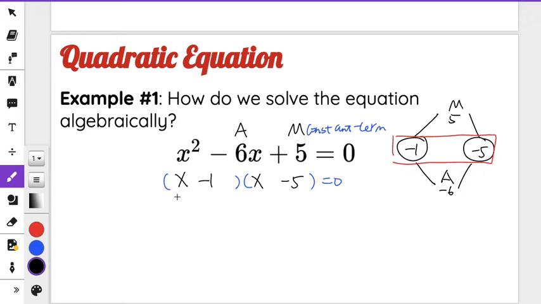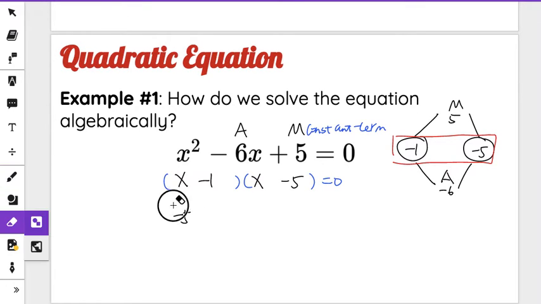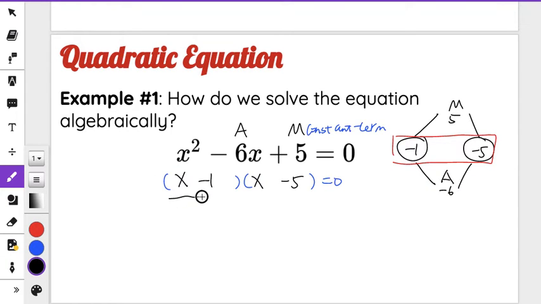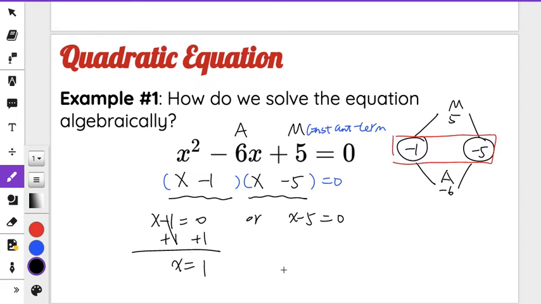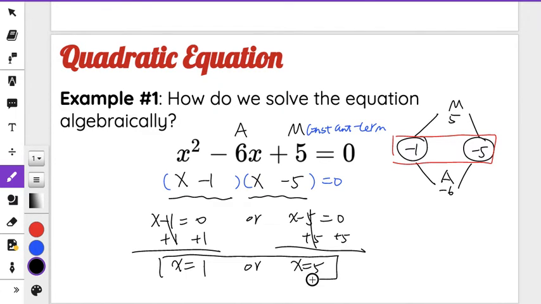Now, since we have two parts multiplied together equal to 0, according to the zero product property, each part can be 0. Oh, sorry, mistake here. So we have two parts multiplied to 0, so that means the first part can be 0 or the second part can be 0. And as you can see, we have two simple equations to solve. We can just quickly solve this. I have the first solution, 1, and the second solution, 5. So now I have two solutions.